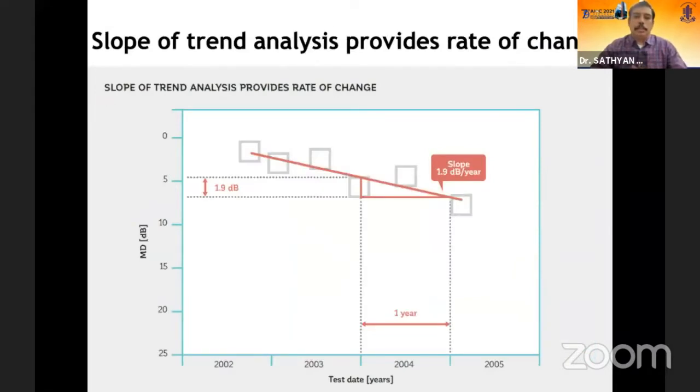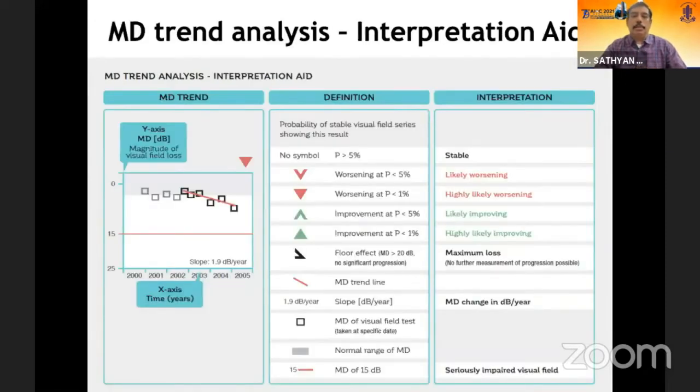So this is the slope of a trend analysis, which provides the rate of change. So this is called a trend analysis. And we can say that, okay, you have a slope of 1.9 decibels per year. That means we need to treat this patient much more aggressively than those who have a lesser trend or deviations. So the mean defect trend analysis, this is the interpretation guide.